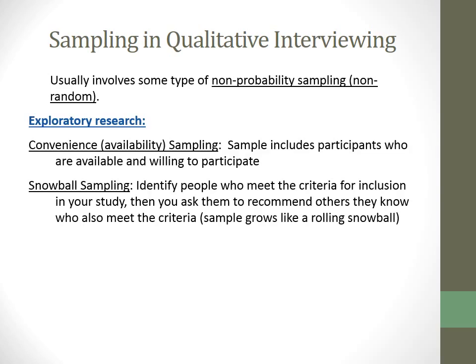In exploratory research, convenience or availability sampling is often used, which includes participants who are available and willing to participate. And snowball sampling is also often used in exploratory research, which involves identifying a small number of people who meet the criteria for an interview.